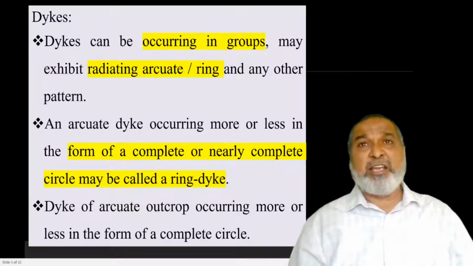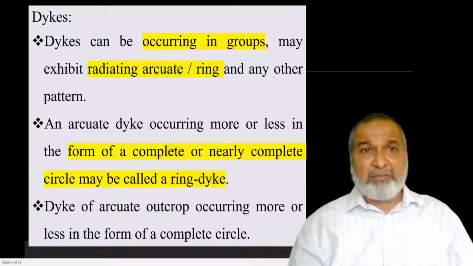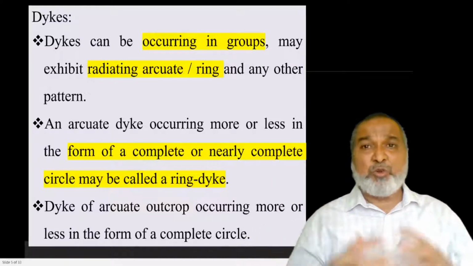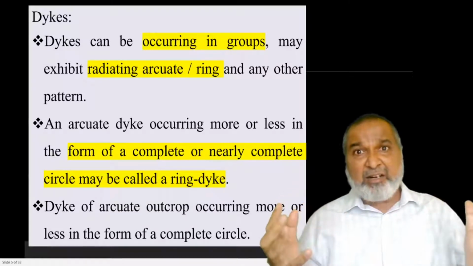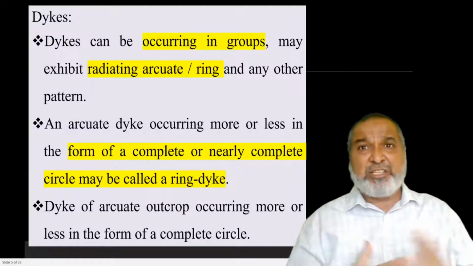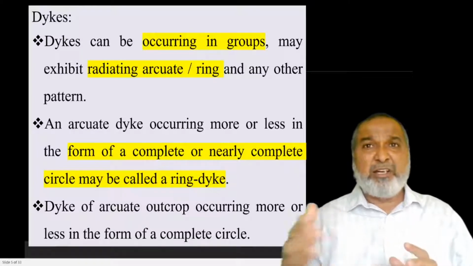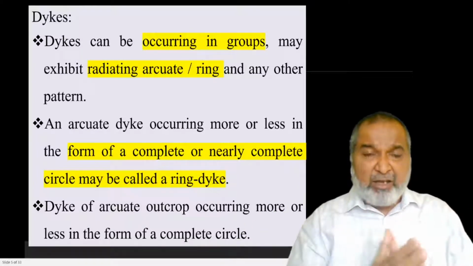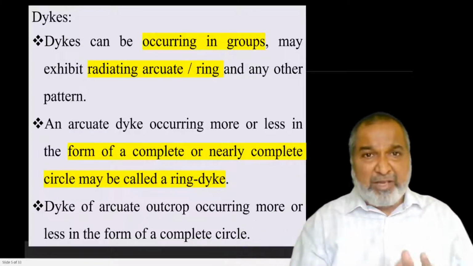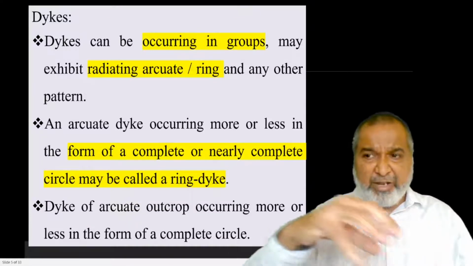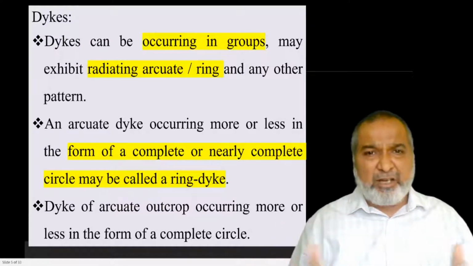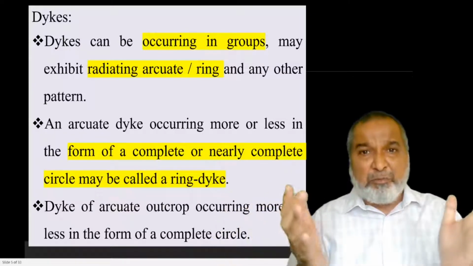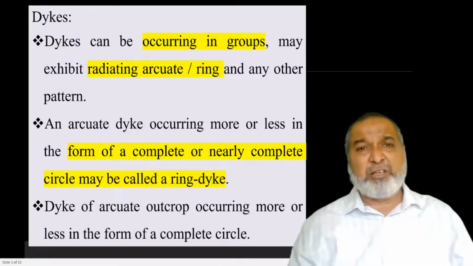Dikes occur in groups, not only one type. Sometimes we get one, but they also occur in groups, and how they are exposed, their relation with each other, we have different types of dikes. So in that we have radiating dikes, or ring circular type, parallel, or a mesh will form, a cluster will be there.